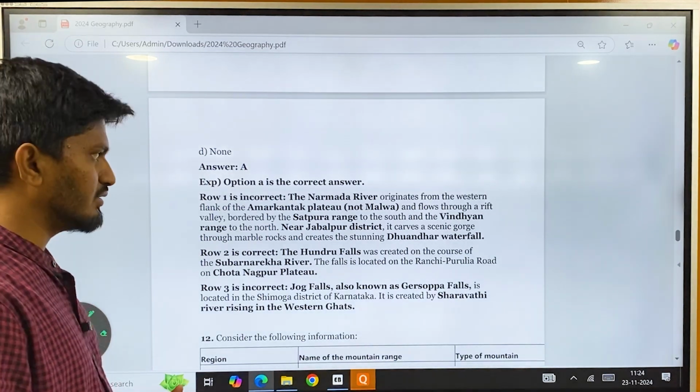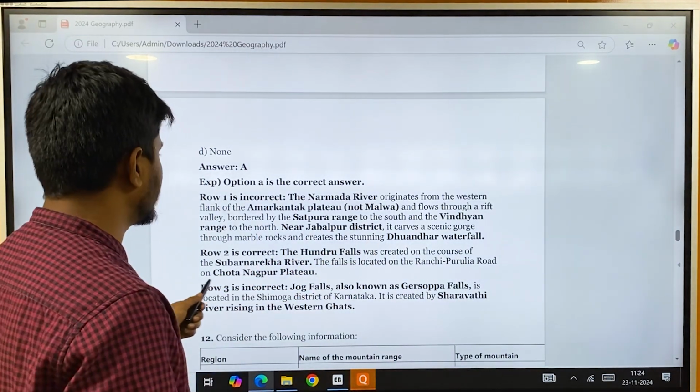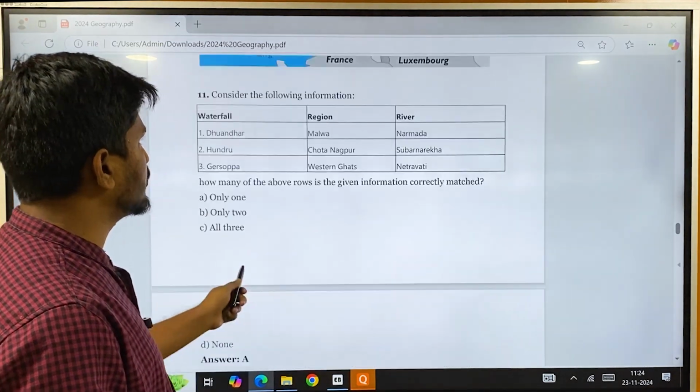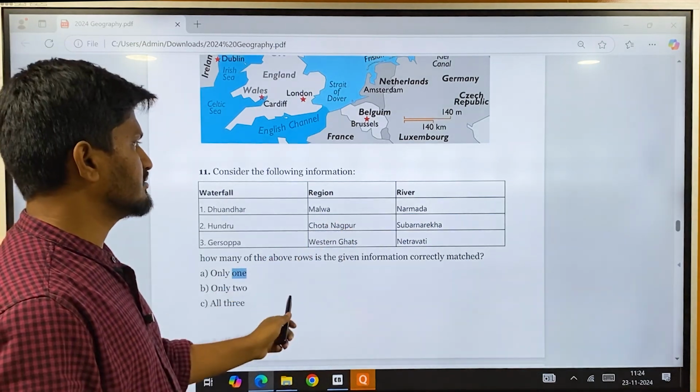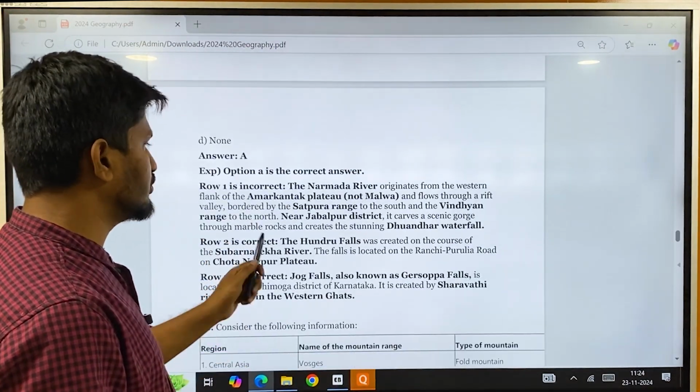So it is not from Malwa, though it is bordered by the Satpura range to the south of the region and near Jabalpur district, it carves the scenic waterfall called Dhuandhar waterfall. So Dhuandhar waterfall is the result of Narmada, but it doesn't flow through the Malwa region. Okay, and then Hundru is the correct one.